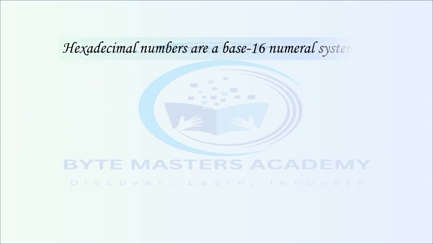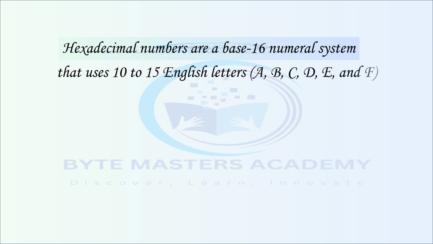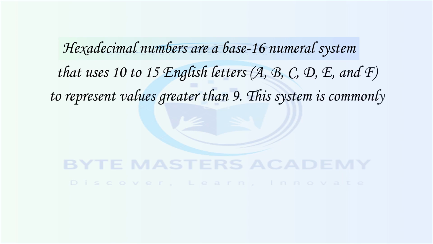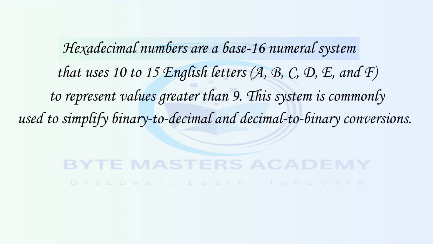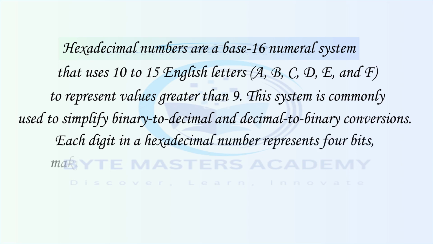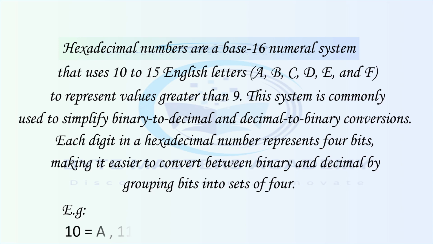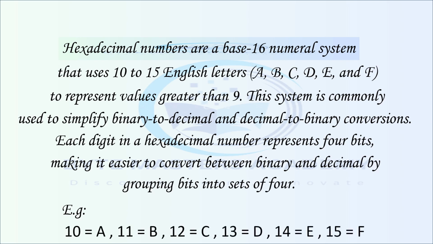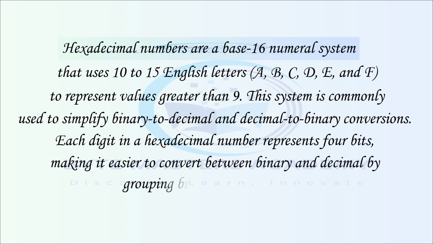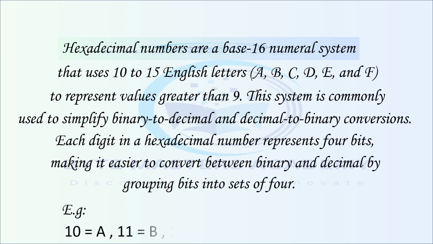Hexadecimal numbers are a base 16 numeral system that uses 10 to 15 English letters, A, B, C, D, E, and F, to represent values greater than 9. This system is commonly used to simplify binary to decimal and decimal to binary conversions. Each digit in a hexadecimal number represents 4 bits, making it easier to convert between binary and decimal by grouping bits into sets of 4.